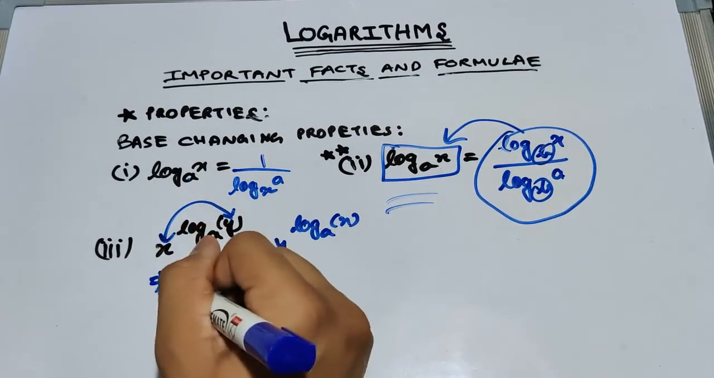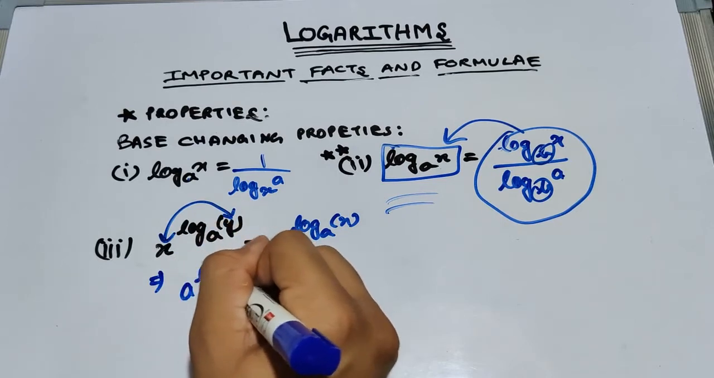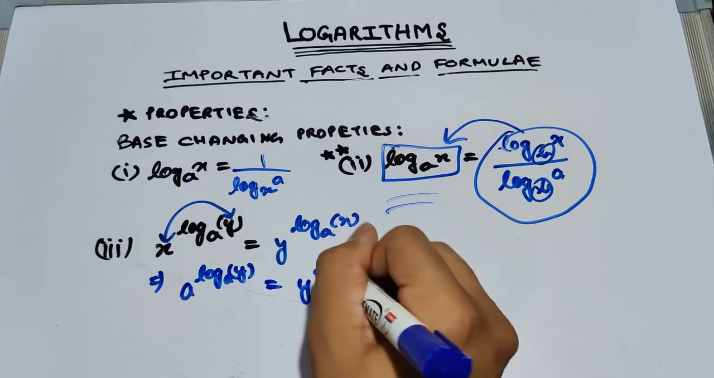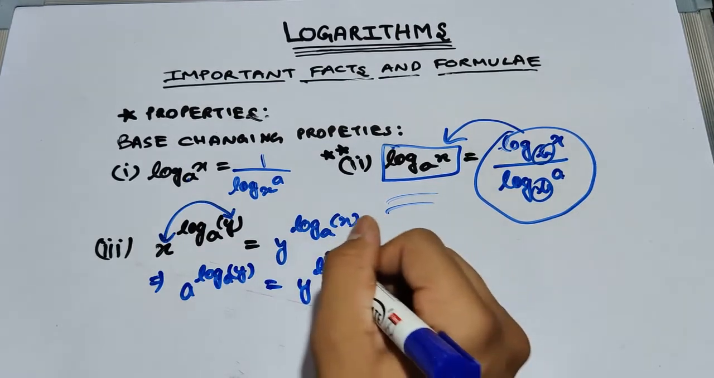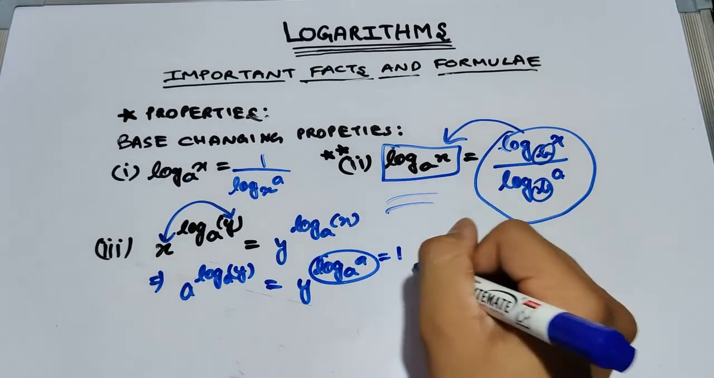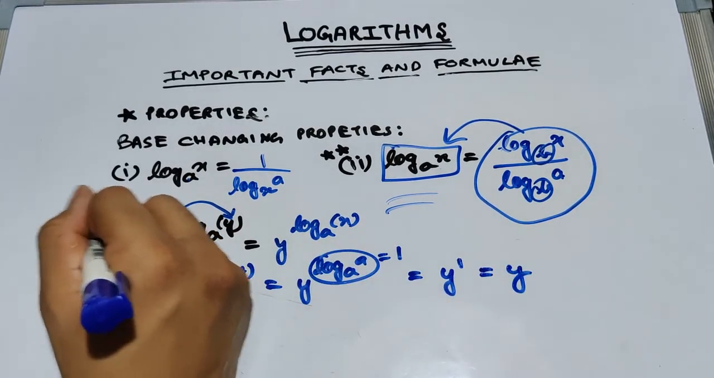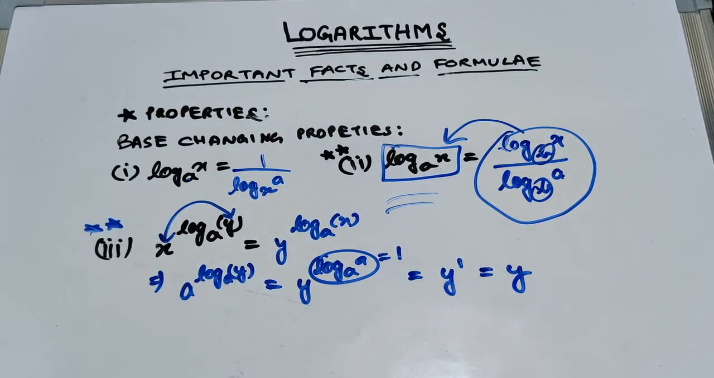For example, if it is a to the power log of y base a, then we can write it as y to the power log of a base a. This makes this thing 1, so it will be simply y to the power 1, hence it will be easily y. So it is a very important property and used a lot in the log chapter. Keep this in mind.